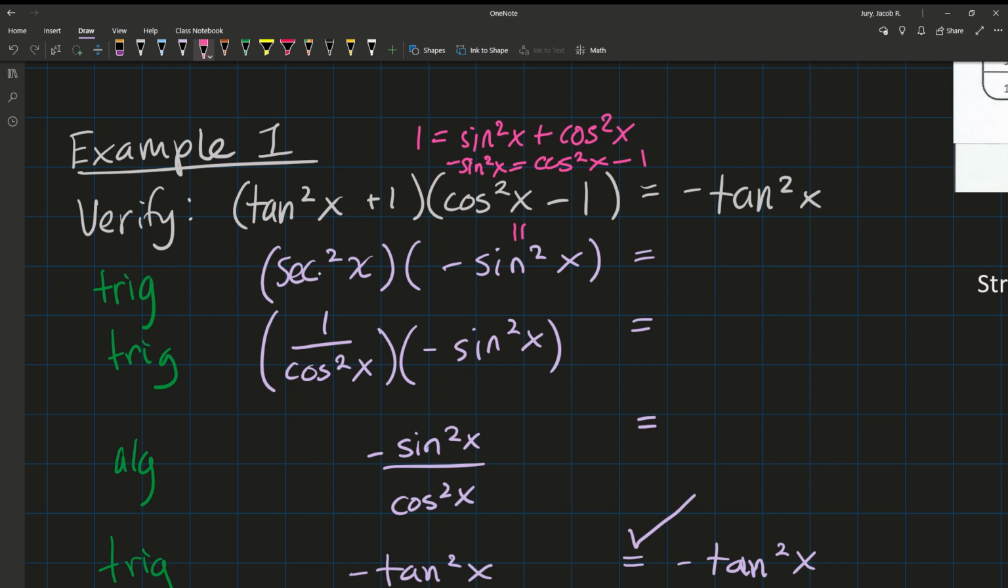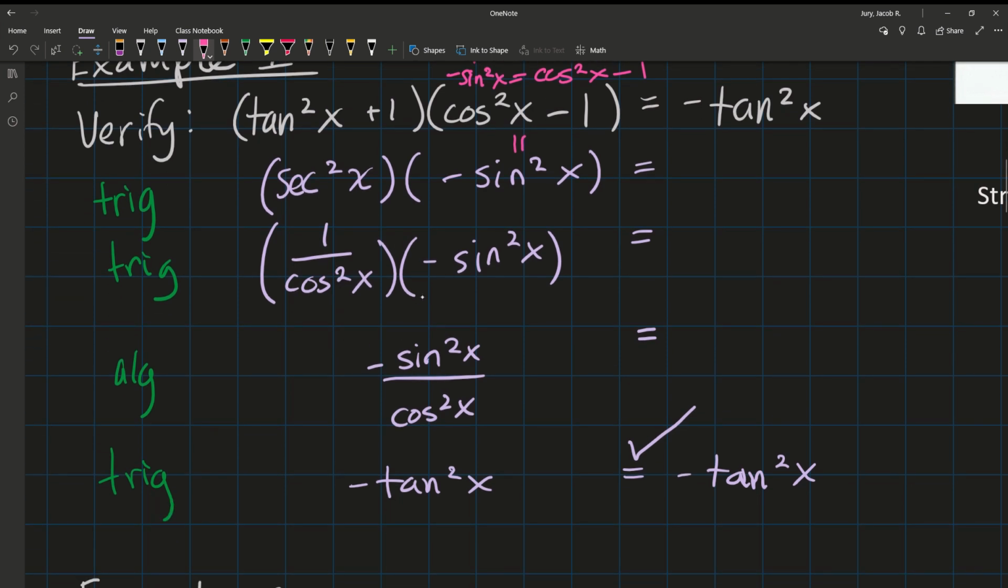And I can continue with this trig step by writing secant squared x as 1 over cosine squared x. And then I can carry on with an algebra step, and from there, that division should get what I need, so this negative tangent squared x. So thankfully, we have an end goal given to us already.